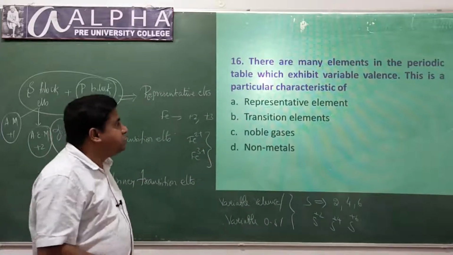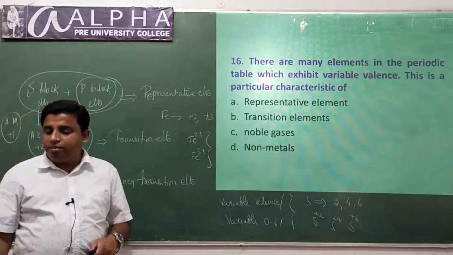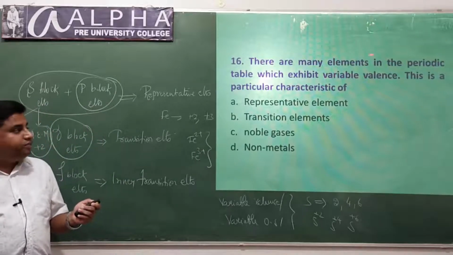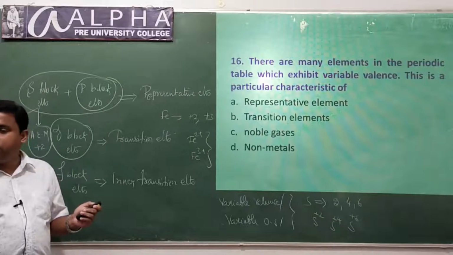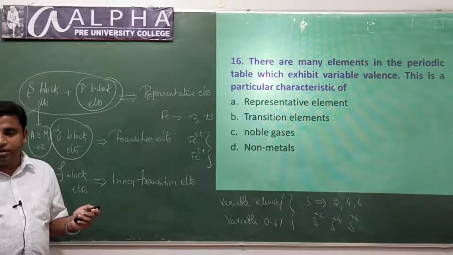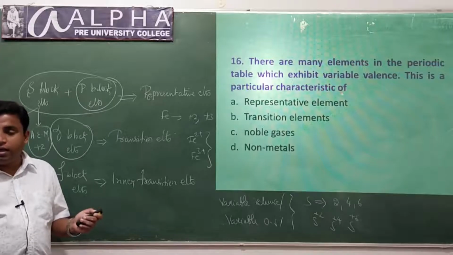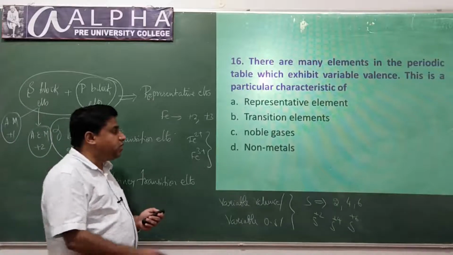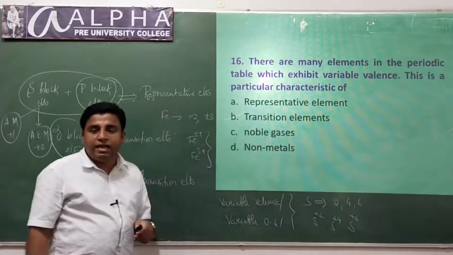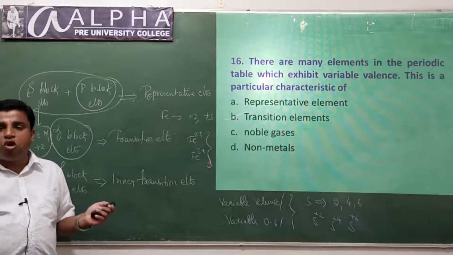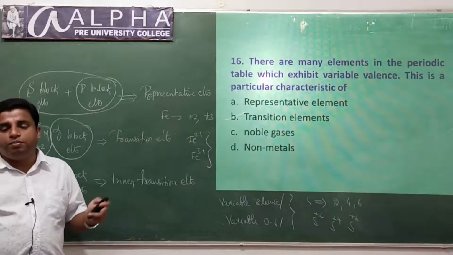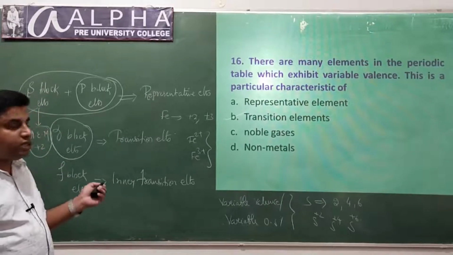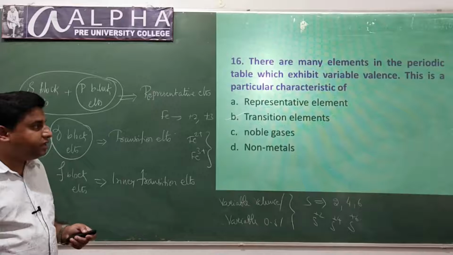Did you understand this? So this is a particular characteristic of, it's not representative elements, that means it is not about S block or P block. It is the characteristic feature of transition elements, option B, D block elements. Only the D block elements can exhibit variable oxidation state. So that's it. Clear? Next question.